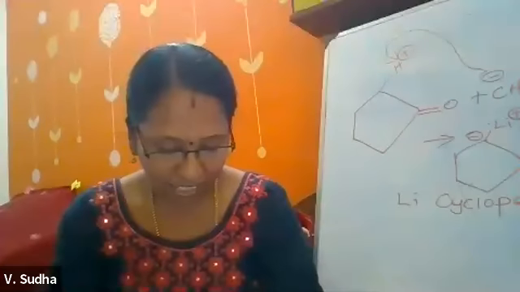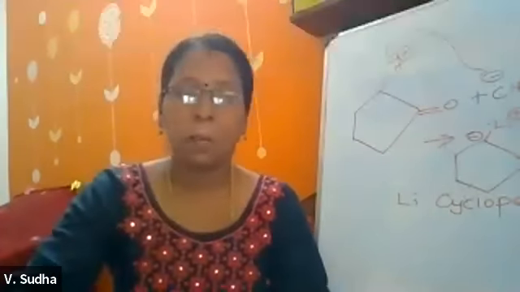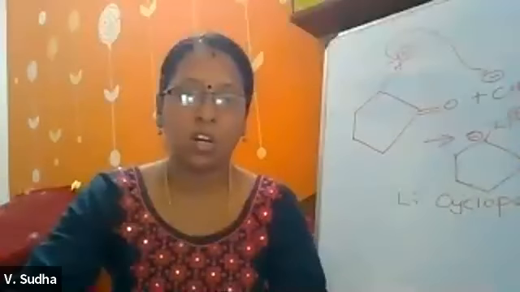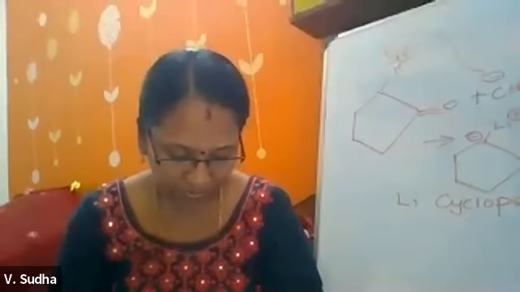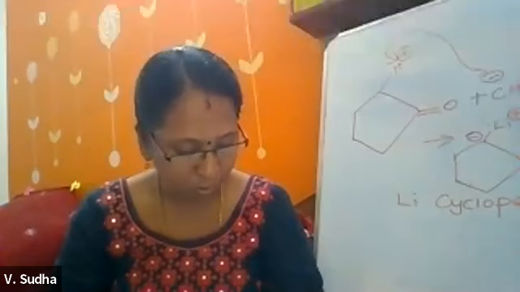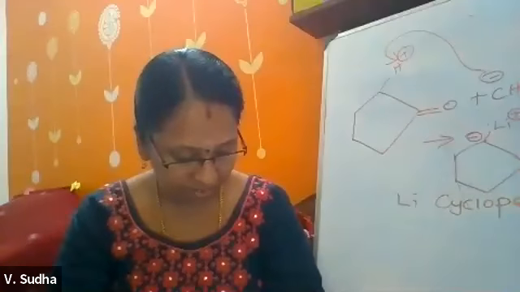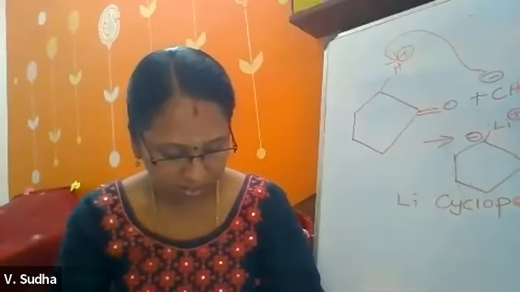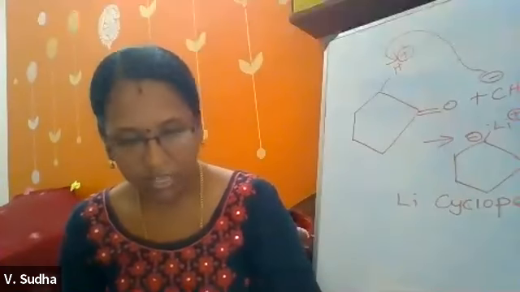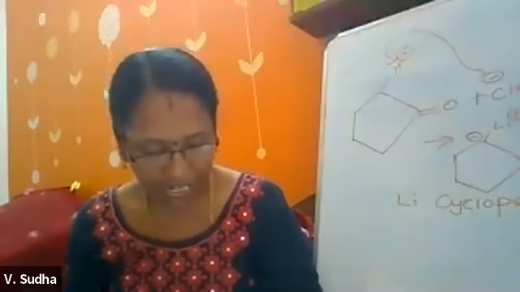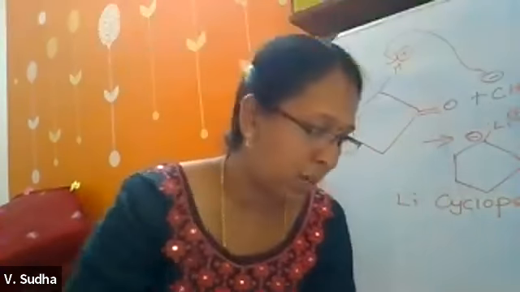Then 11th: the oxidation of benzene by V2O5 in the presence of air produces maleic anhydride. Maleic anhydride.